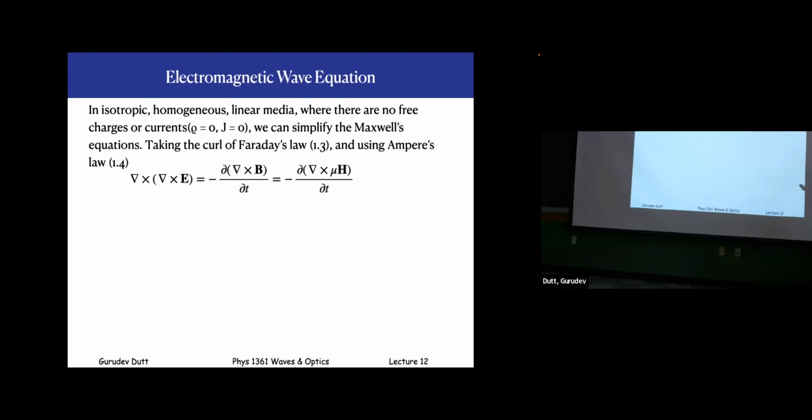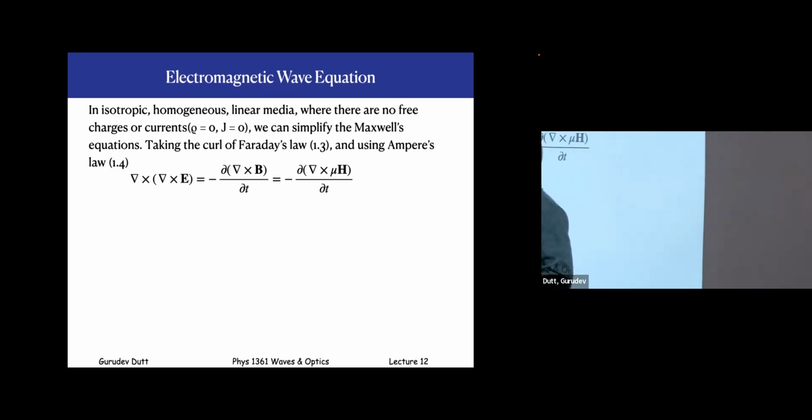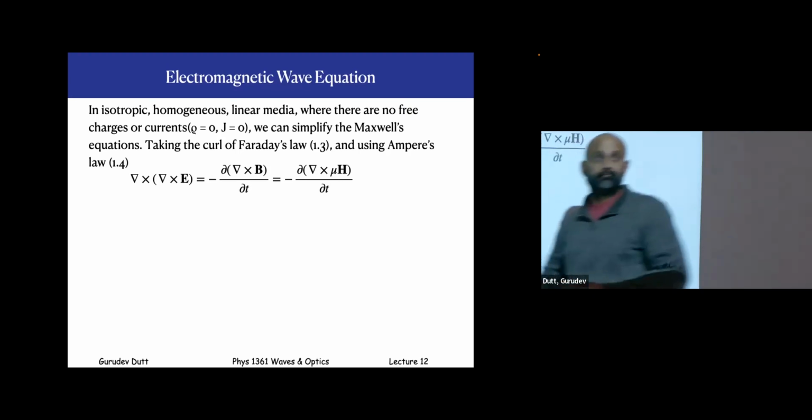Similarly, if J equals 0, then the two curl equations also look very symmetric, because one is del cross E equals minus dB/dt, and the other is del cross H equals dD/dt. So again, those look very symmetric with respect to each other, and we're going to take advantage of that symmetry. So we're going to take del cross E equals minus dB/dt, and take one more curl of that equation.